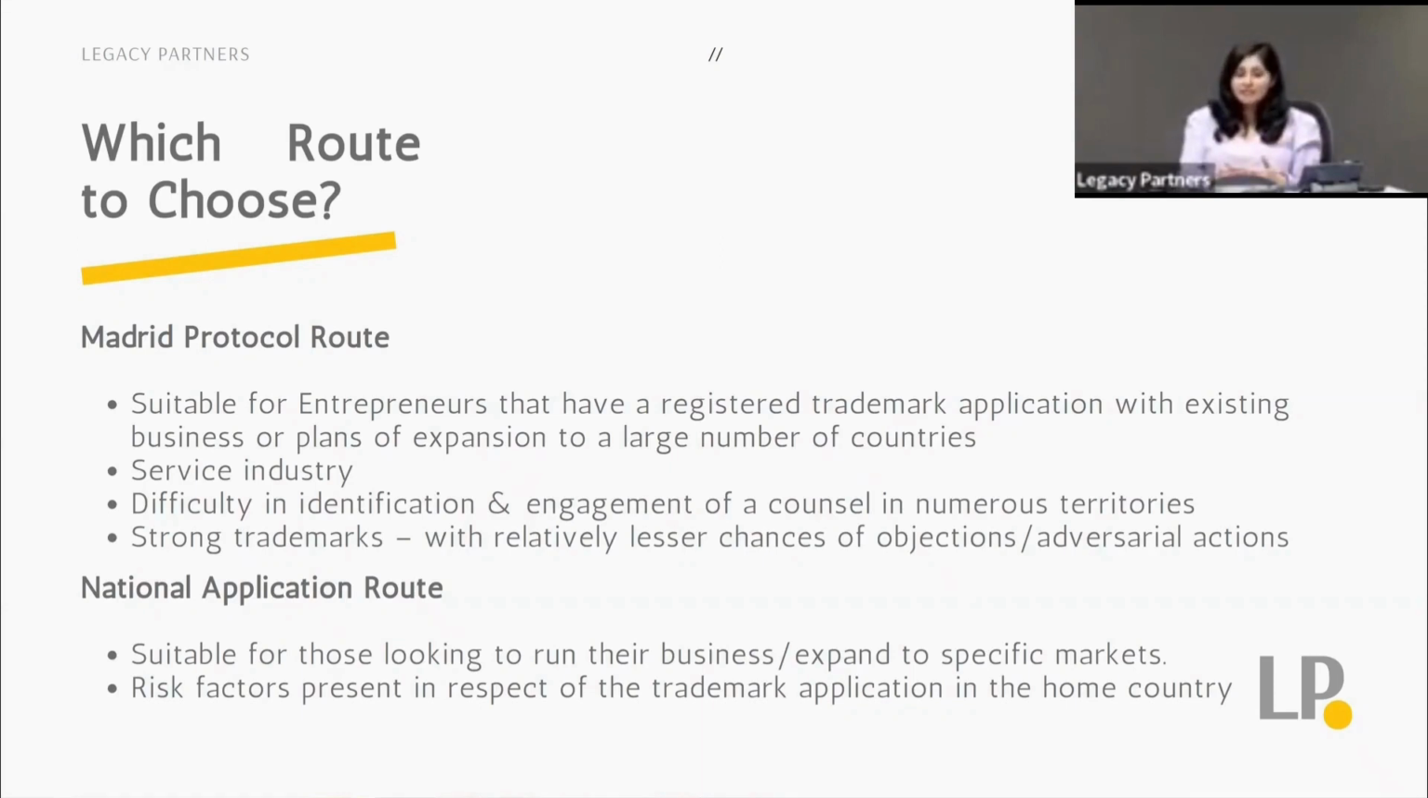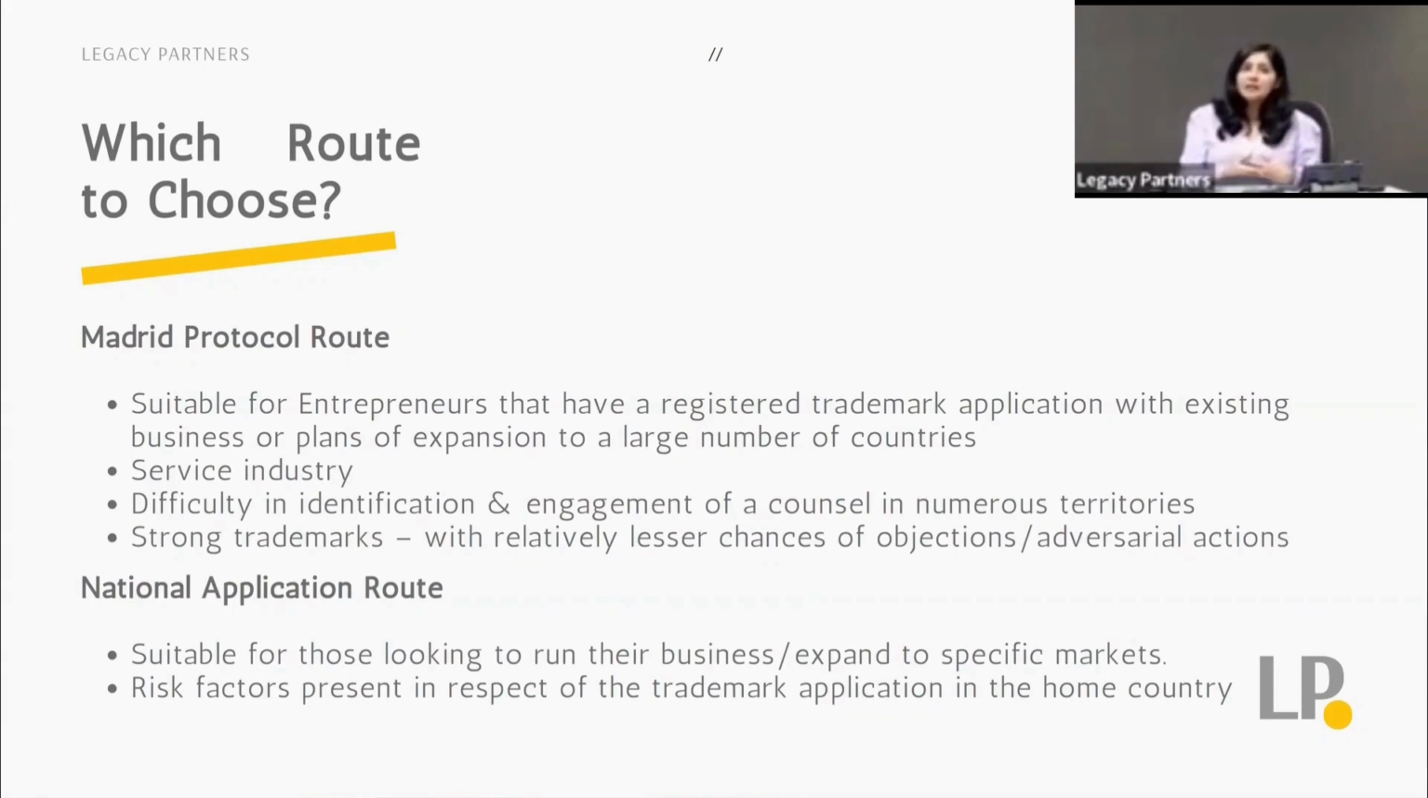And if you have business plans on a global scale, for example a pharma business or service industries like a consulting firm, the consumer base is going to be very wide. Businesses like that might consider the Madrid Protocol. Also, if you have difficulty in identifying or engaging counsel in a lot of territories at once, Madrid Protocol is suggested. And for strong trademarks, like I mentioned before, if your mark is a coined word, something you just made up, so that you are 100% sure it's going to be a distinctive mark, getting objections for these kinds of marks is relatively less, regardless of which country you file in. That gives you a better edge over other trademarks, so in that case you might also consider the Madrid Protocol route.